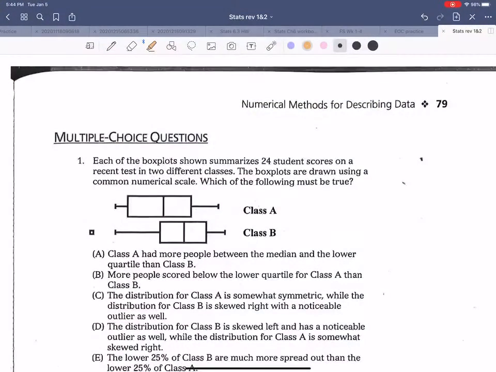the chapter 2. Okay, so this is a lot of data. I probably need a calculator. I don't think I brought one in. Okay, I'll use my phone. So each box plot summarizes 24 students, and a box plot is a 5-number summary.